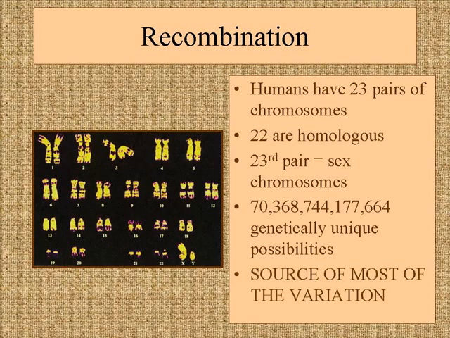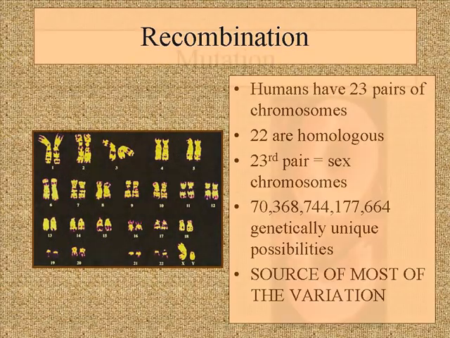So considering that this recombination is occurring every time a new organism is produced, every time a new child is produced, then this is where most of the variation is coming from that natural selection can act on. So keep that in mind. I'm never going to ask you the 70 trillion number again. You'll never see that again from me. But do keep in mind that recombination is the source of most of the variation that natural selection can act on.